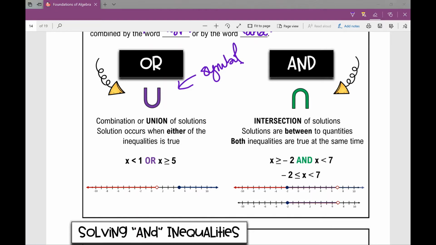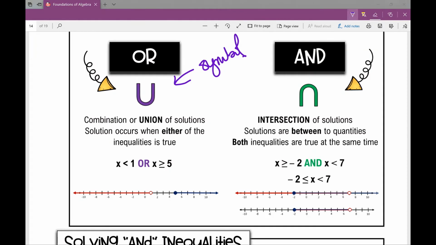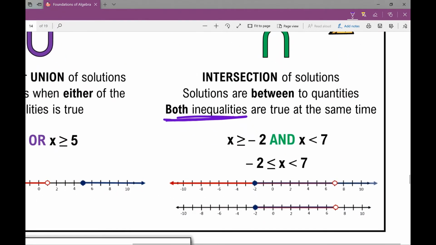What about an AND compound inequality? Well, that's an intersection of solutions. Solutions are between two quantities. Both inequalities are true at the same time. That's an AND inequality. They both must be true, okay? So let's look at this example. I have x is greater than or equal to -2 and x is less than 7. So let's graph both of those on this coordinate plane.